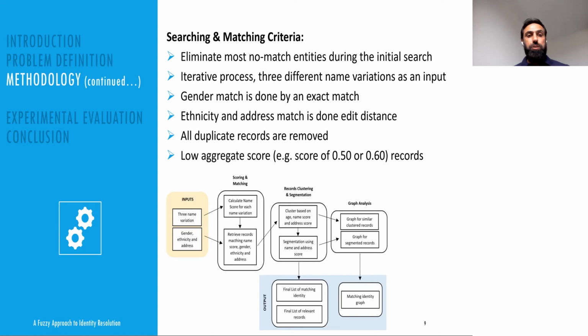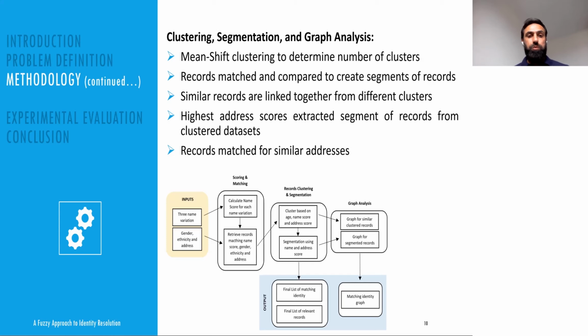At this stage, all the duplicate records were removed, and then it was made sure that low aggregated score records were also retrieved. Then once the final data set was there with the low aggregated score, that was fed into the clustering algorithm, using mean shift clustering to determine the number of clusters automatically based on the number of records. And then records were matched and compared to create the segments of records. These segments were sets of similar records that were linked together from the different clusters.